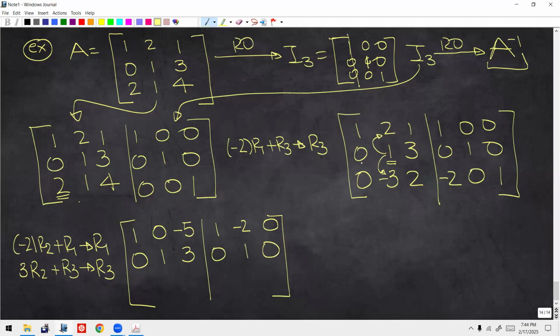Now we're going to multiply by 3. So we get 0. 3 times 3 is 9. 9 plus 2 is 11. So this gives us -2. 1 times 3 is 3. So we get 3 and a 1.